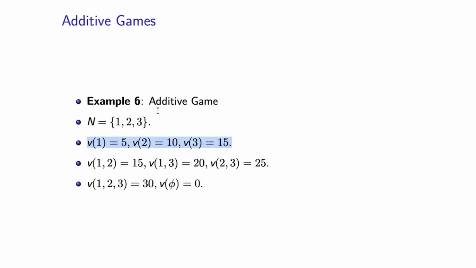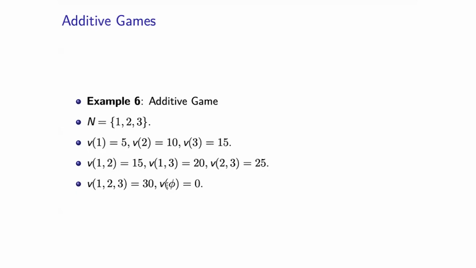Now from here, if we know that this is an additive game, we can actually specify all the other values as well, right? So for example, V(1,2) would be V(1) plus V(2). So that means 5 plus 10, so 15, right? V(1,3) is going to be V(1) plus V(3). So we have got 5 plus 15, so 20. V(2,3) is equal to 10 plus 15, so 25, right? And V(1,2,3) is equal to V(1) plus V(2) plus V(3). So if you add them up, that's 30, but you could have also got it from adding up, let's say, V(1,2) and V(3), right? So different ways you could have done it. So this is an example of an additive game, right?